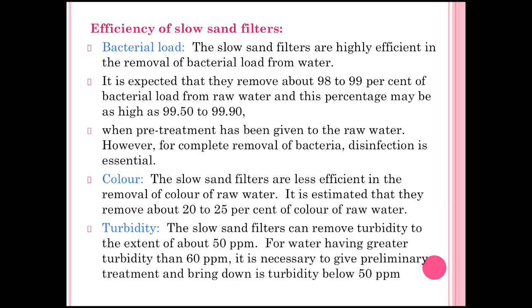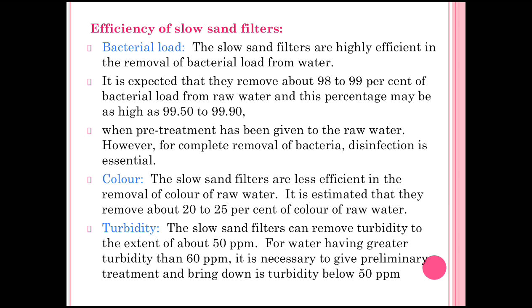Second one is the color. The slow sand filters are less efficient in the removal of color of raw water. It is estimated that they remove only about 20 to 25% of color of raw water.